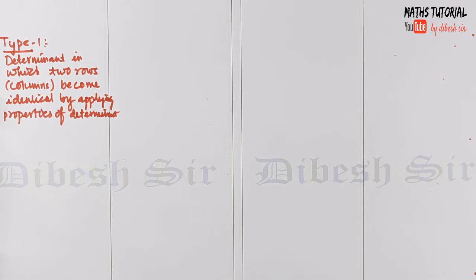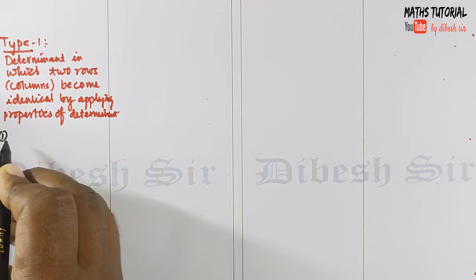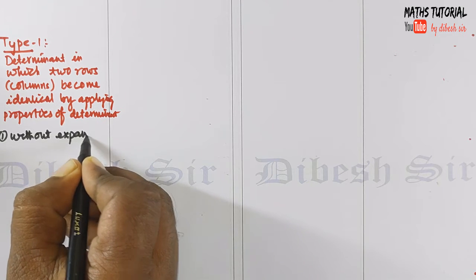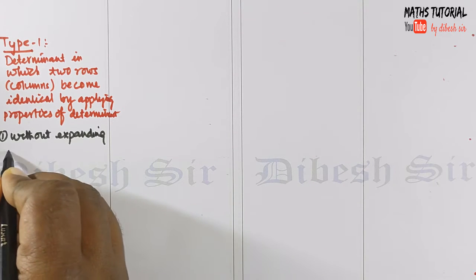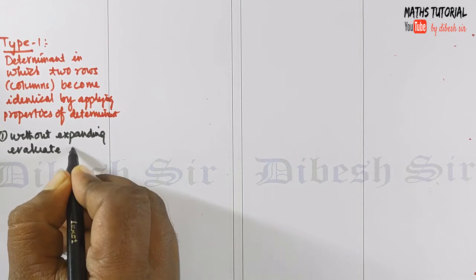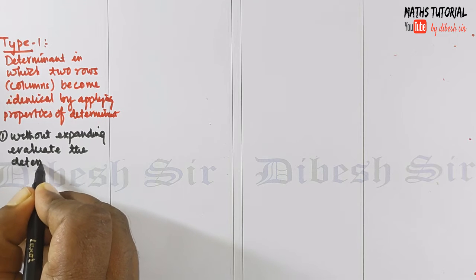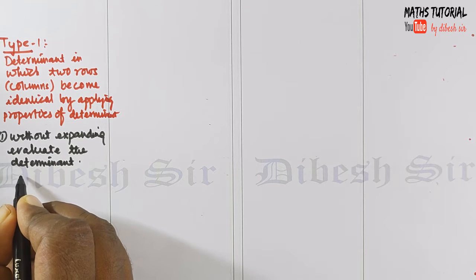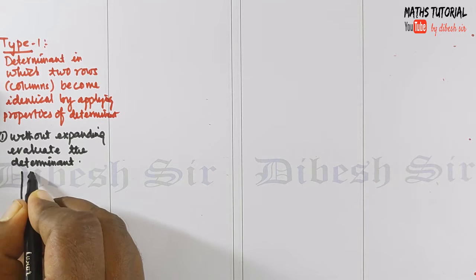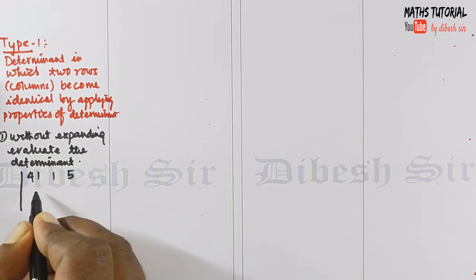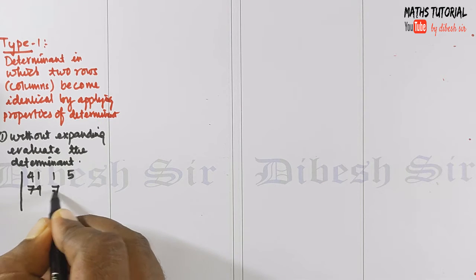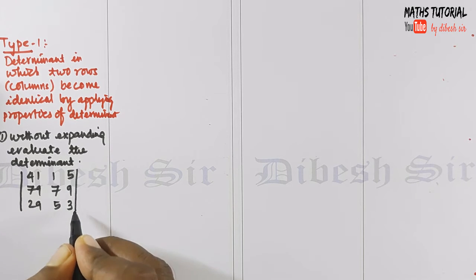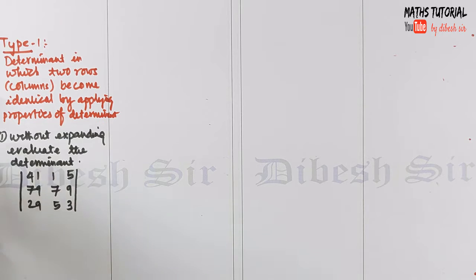So let's do an example. First, without expanding, evaluate the determinant. The determinant is 49, 40, 41, 1, 5, 79, 7, 9, 29, 5, 3. So check it properly.